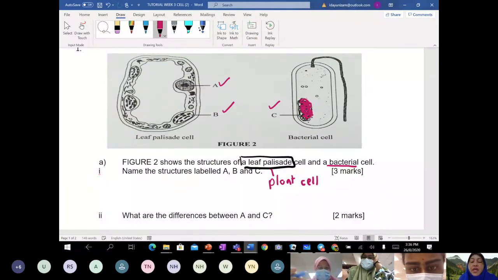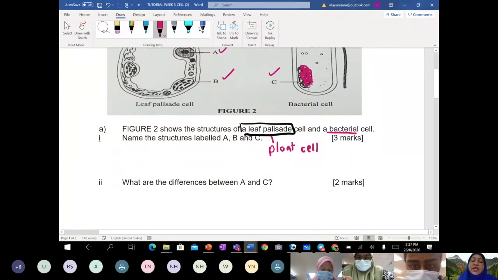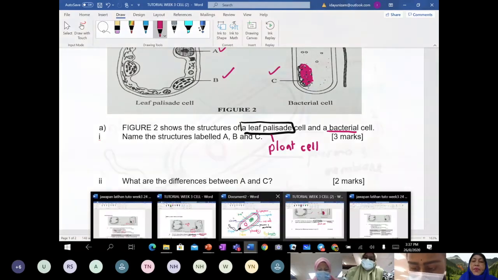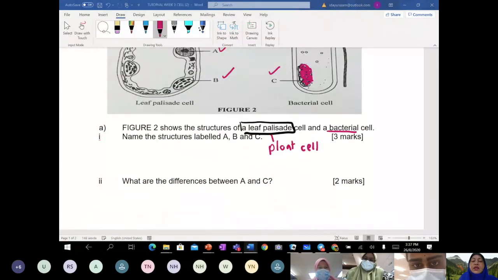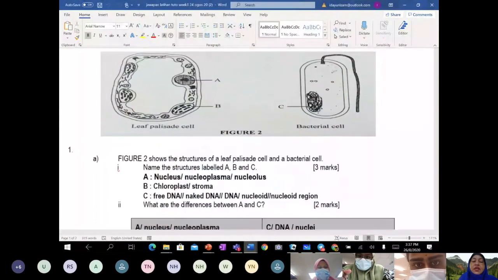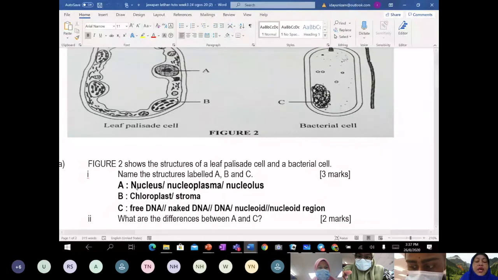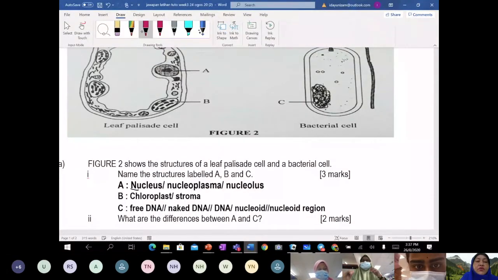Free DNA. Yes, very good. Okay, the C is actually the free DNA. Okay, next. C just now is the free DNA. A is the nucleus. So how to compare? Question asks you. So teacher will share with you the answer. A is definitely what Togesh showed just now in her answer.